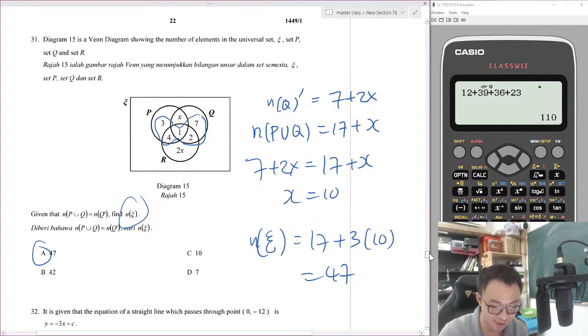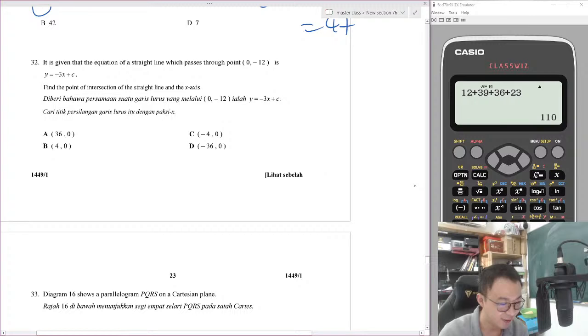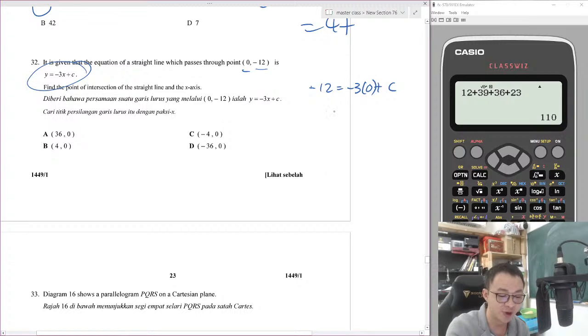Let's move on to 32 here. The equation of a straight line passing through this point, and they ask me to find the point of intersection of the straight line and the x-axis. So they ask about the x-intercept. Passing through this one, that basically means negative 12 is c. If you don't know, you can just substitute in: y equals negative 3x plus c, x is 0, so you still get c equals negative 12. But normally I would just say c is negative 12.